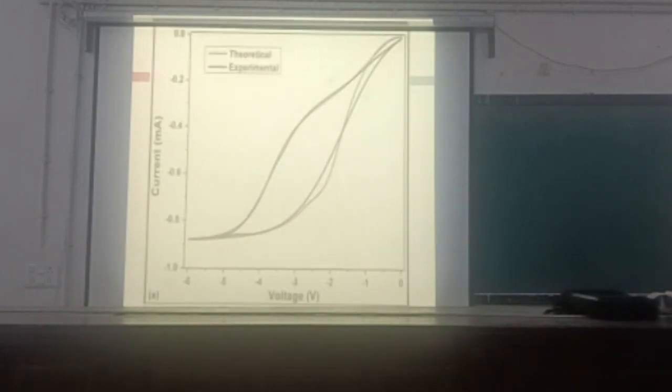And the theoretical one is the red one by this random walk problem, and the black one is the experimental one. They are very close to each other. If you add some parameters, you can match them.